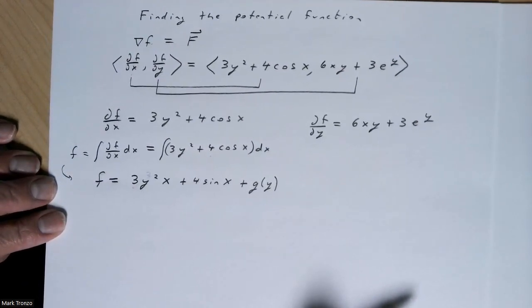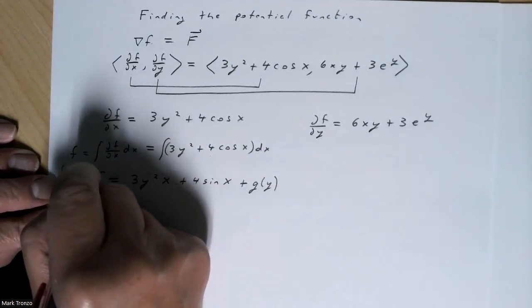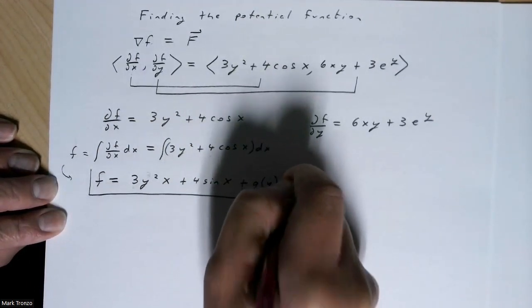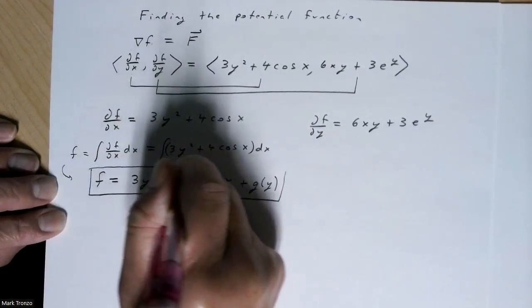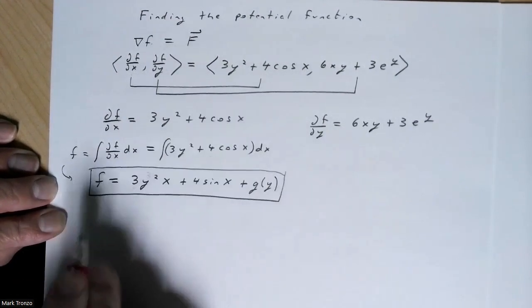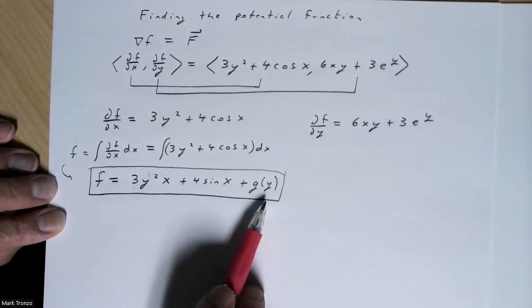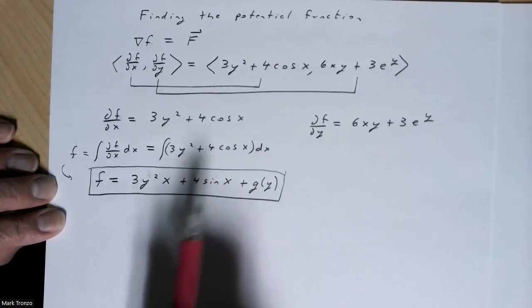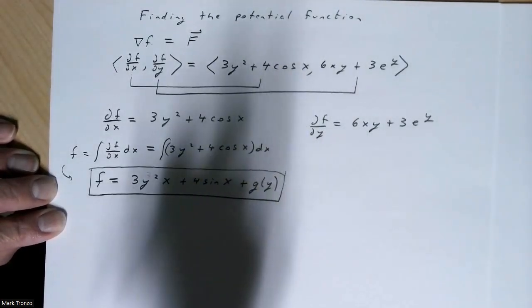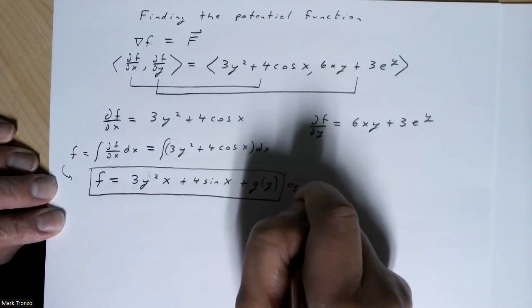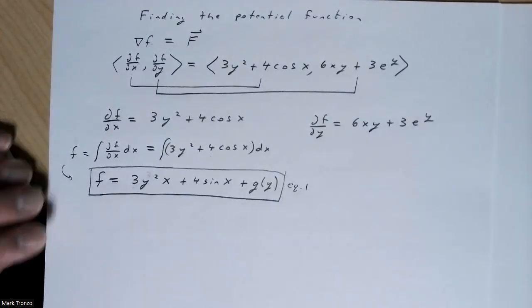So now this is the function we're going to be building on. Again, remember, what we want to find is our potential function f. So it's going to look like this. We just have to fill in some details. You might want to give this a name. A lot of times I just call it equation 1 or equation star.